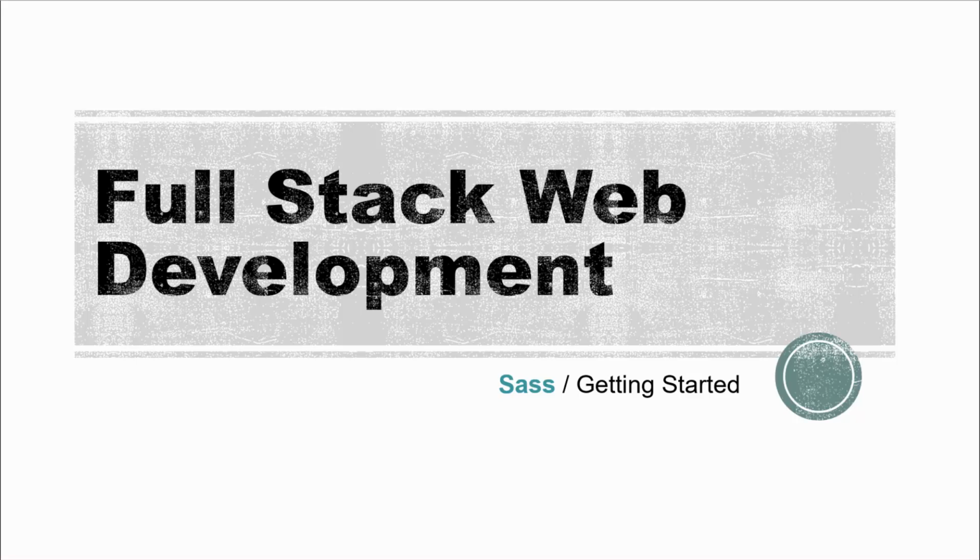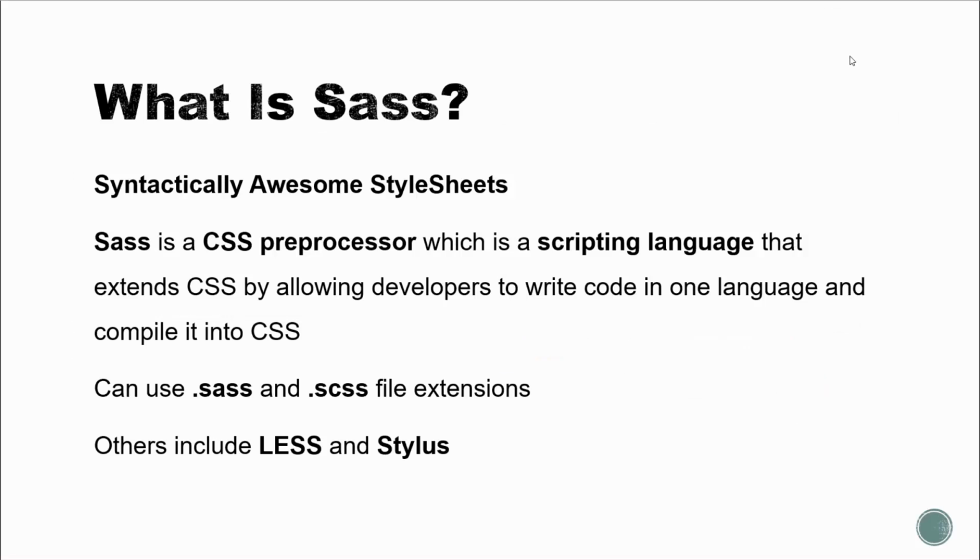So now we're going to jump into a new technology that we haven't used yet, and that's Sass. Sass stands for Syntactically Awesome Style Sheets, and it's a CSS preprocessor, which is a scripting language that extends CSS by allowing developers to write code in one language and compile it to CSS. Now, the language is nearly identical to CSS with the addition of some extra functionality. So don't look at this as learning a whole new language.